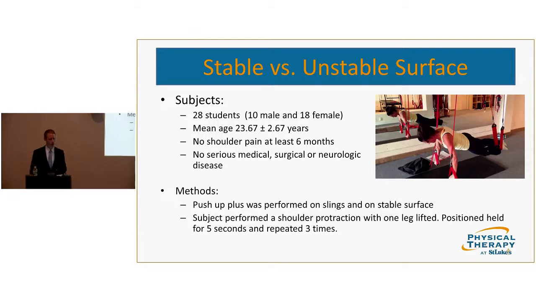And the control group, what they did, same exact thing, push-up on solid ground now. That back leg was just lifted, but that left leg was on the ground. Subjects, there were 28 students, 10 male, 18 female. They had to have no shoulder pain for at least 6 months and no serious medical or surgical neurologic diseases. Push-up plus was, again, performed on the 2 different surfaces, and 5-second holds were performed, 3 repetitions each.